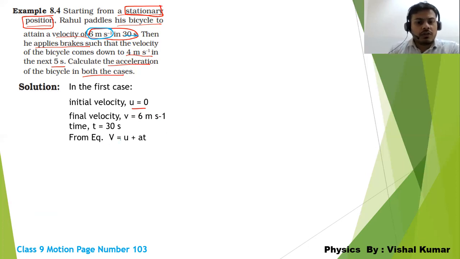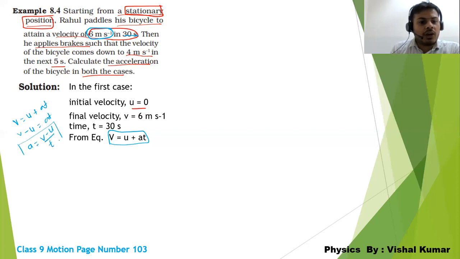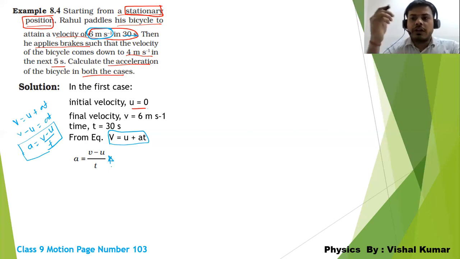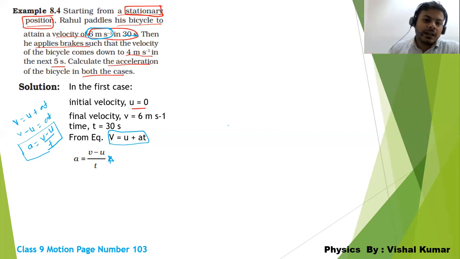We know from the first equation of motion, v is equal to u plus at. We can use this formula and write v minus u is equal to at, and a is equal to v minus u by t. Then we get the formula of acceleration: a is equal to v minus u by t. Now we simply put the values of v, u and t in that equation and go with the solution.